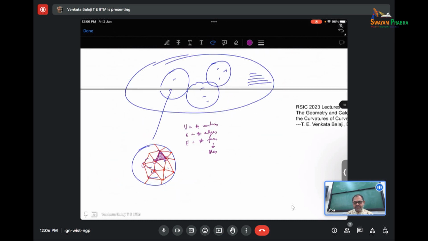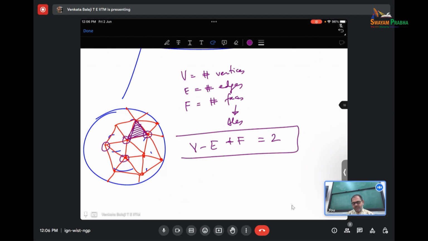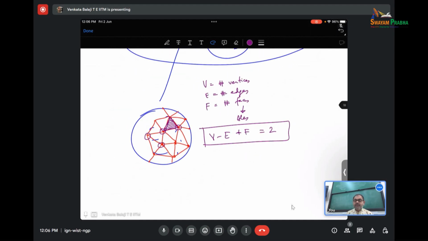Now here is the computation that one has to do. You can try it out. You calculate V minus E plus F. You calculate this, and you will see this is always equal to 2. This will always be 2. And it is 2, so what does this mean?